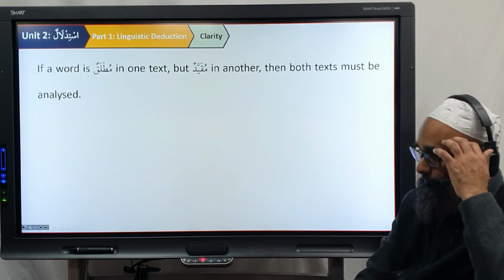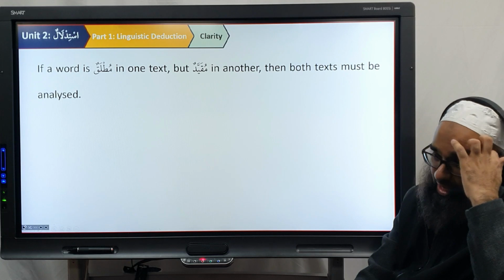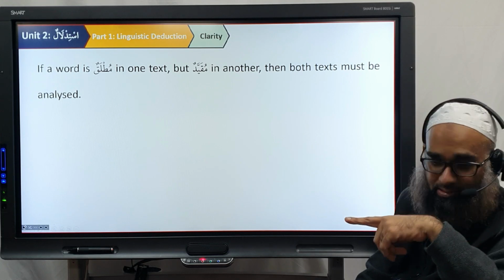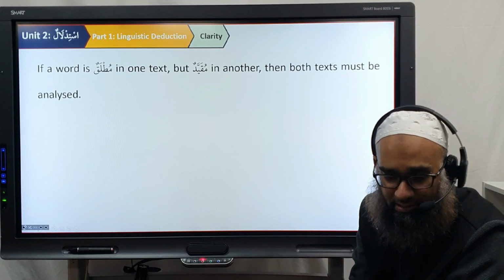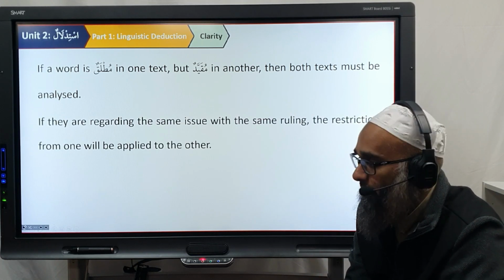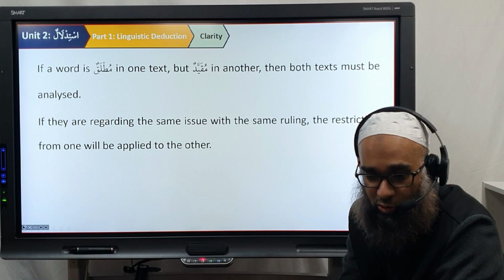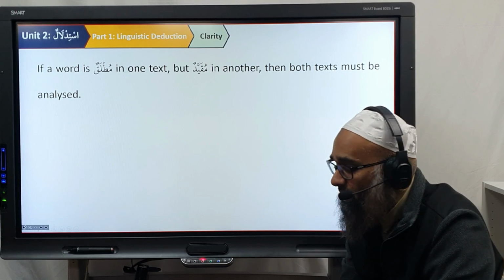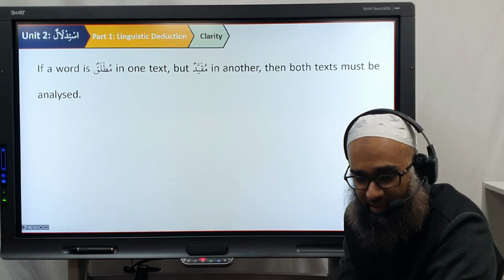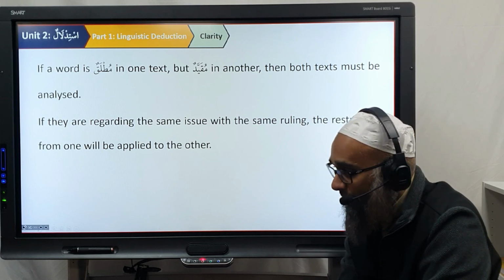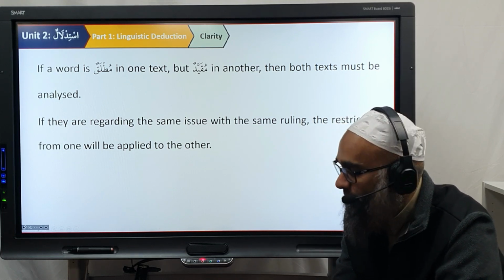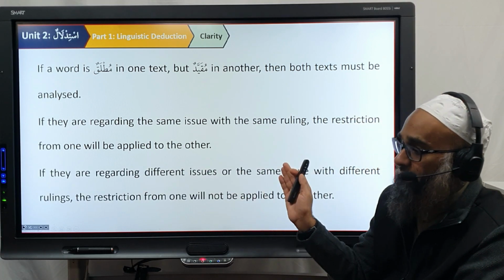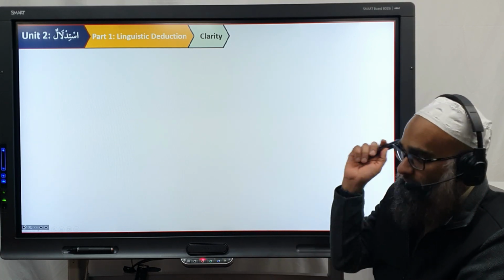Okay? Another example now. So the rule is, if a word is mutlaq in one text but muqayyad in another, both texts must be analyzed. If they are regarding the same issue, then you analyze both texts, and you will bring the qaid from one over to the other. And if they're different, then you leave it. So for example, we have one example.